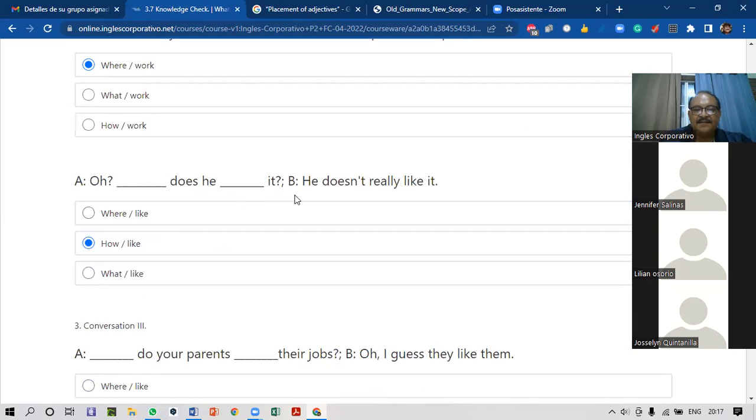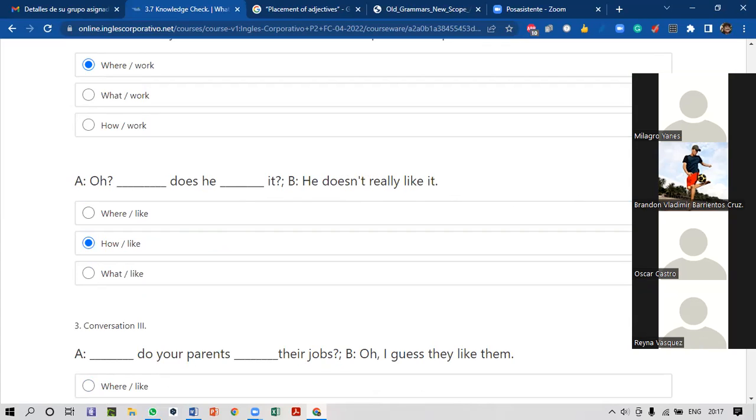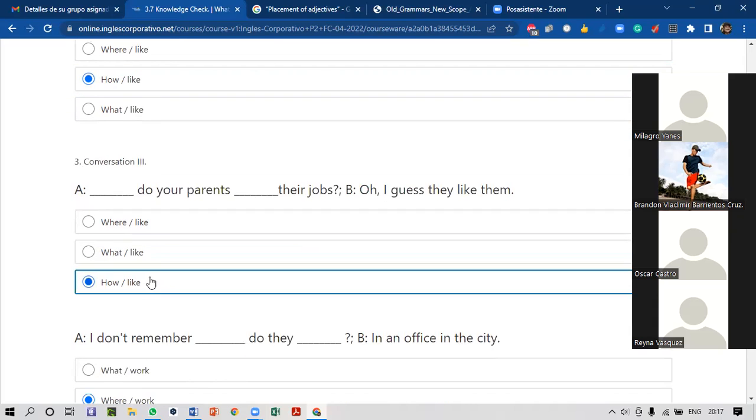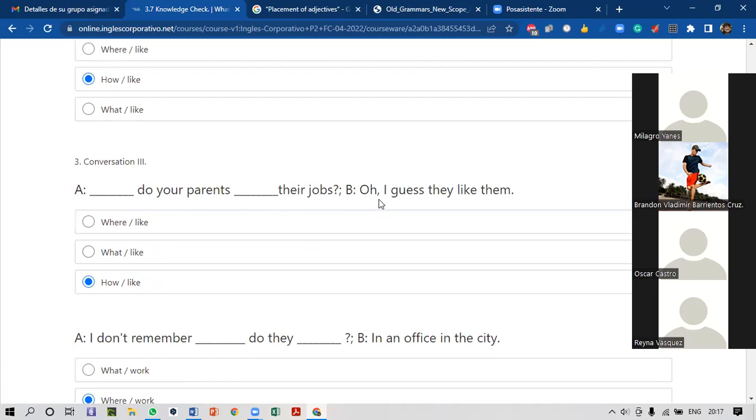How does she like it? She doesn't really like it. No le gusta mucho. No le gusta, right? She doesn't really like it. Okay, no le gusta. Realmente no le gusta. The other one is, how do your parents like their jobs? Okay, I guess they like them. Supongo, okay? I guess, supongo que le gusta.